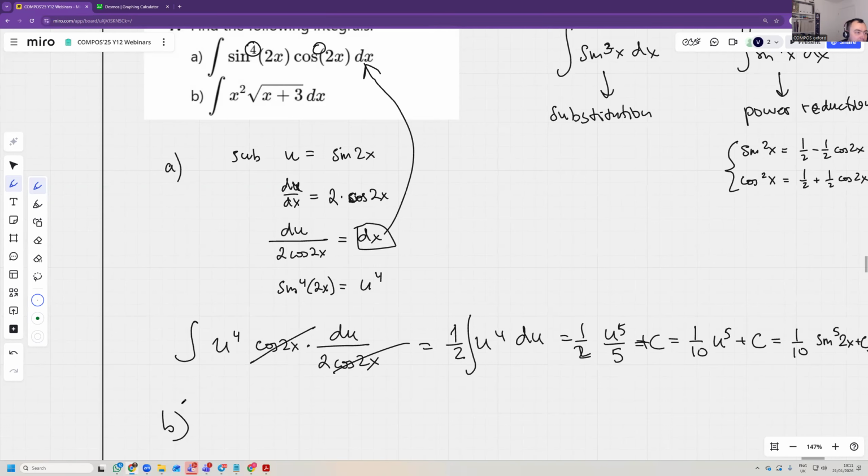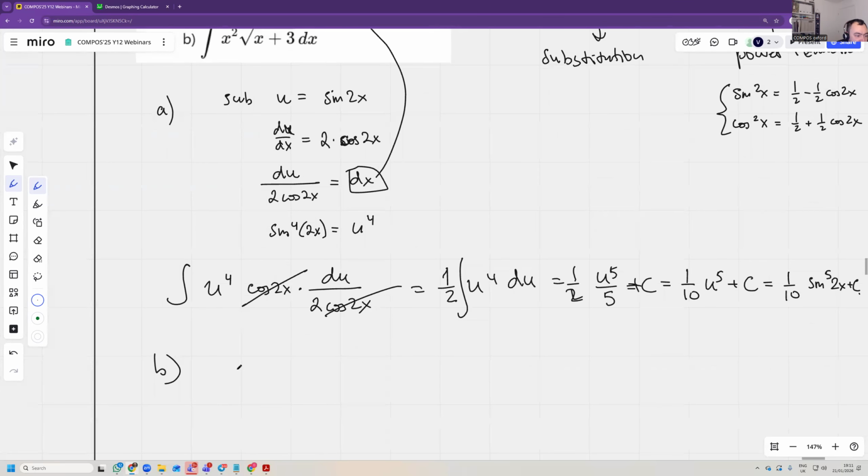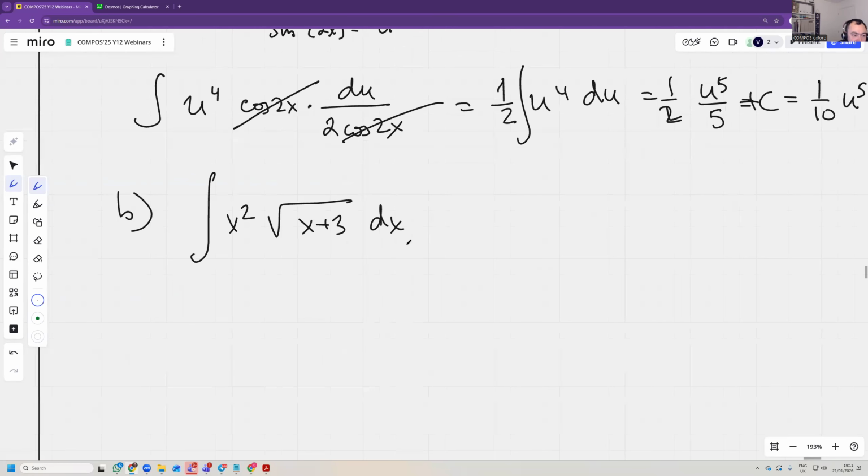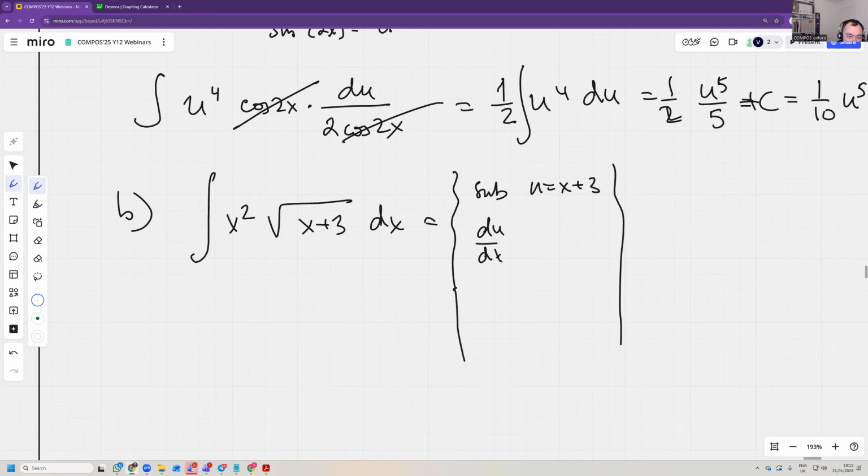B, x squared square root of x plus 3 dx. And here the substitution is like this. Sub u equals x plus 3. Easy one. Because now I can differentiate du dx, and that's just 1. And that means du equals dx. So I can just replace dx with du.